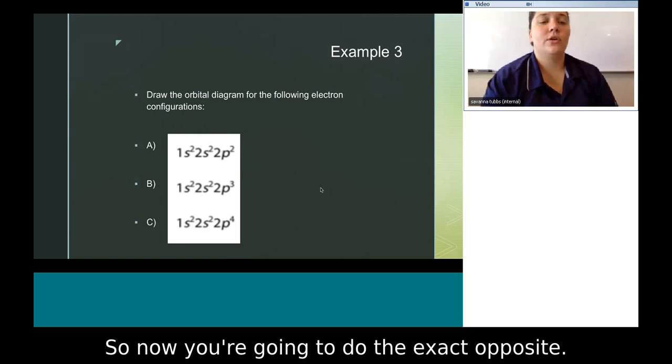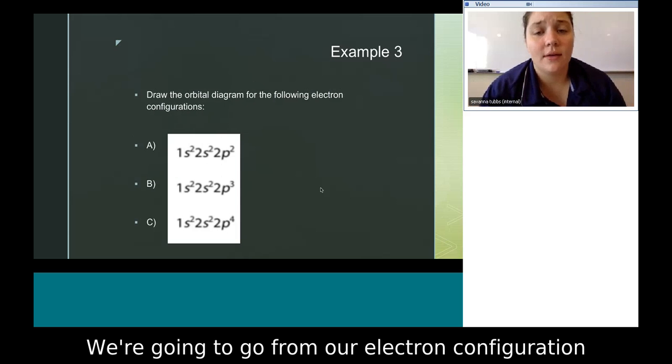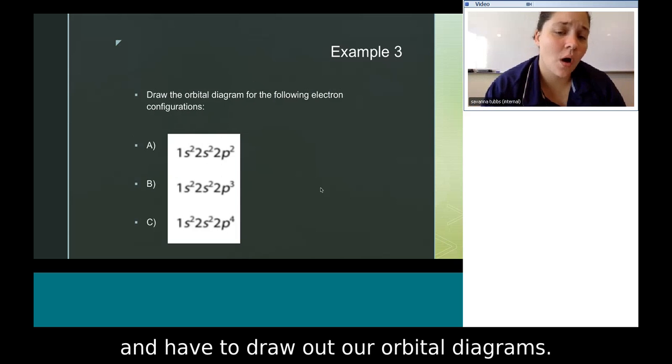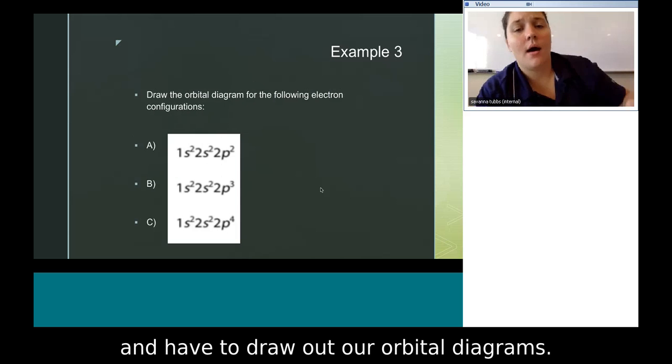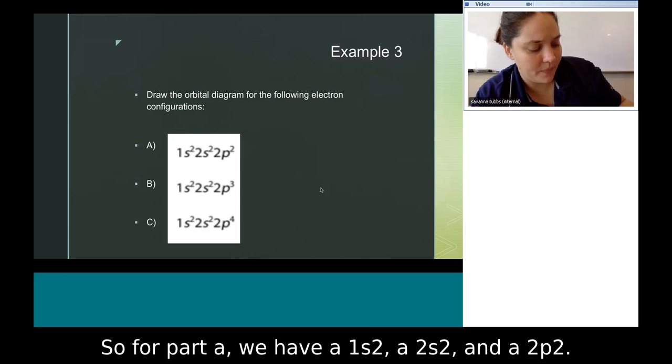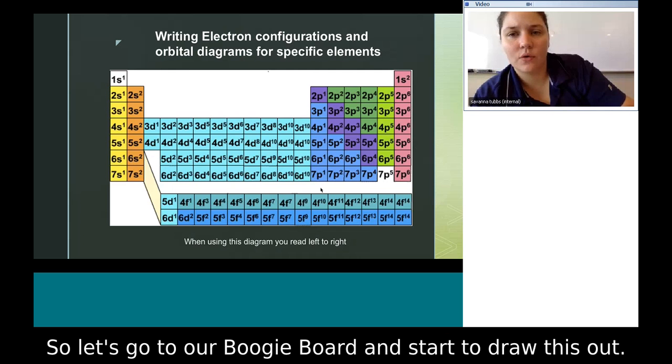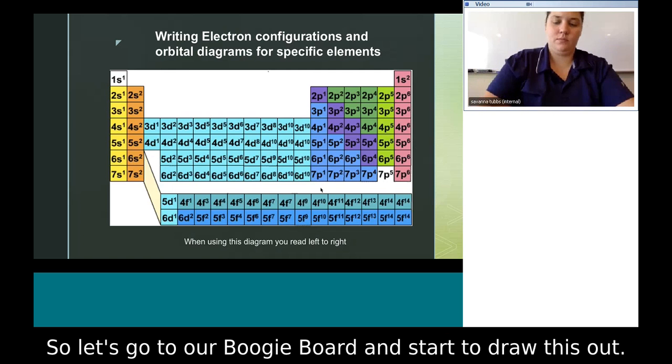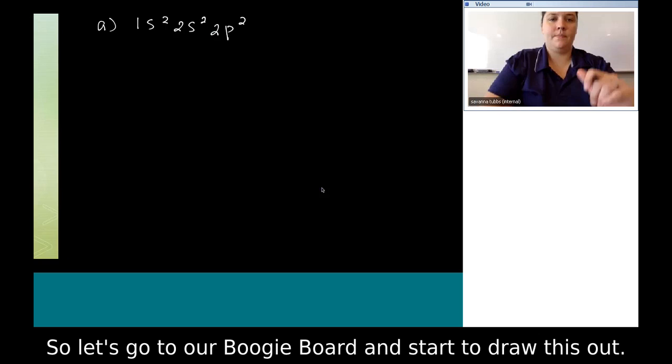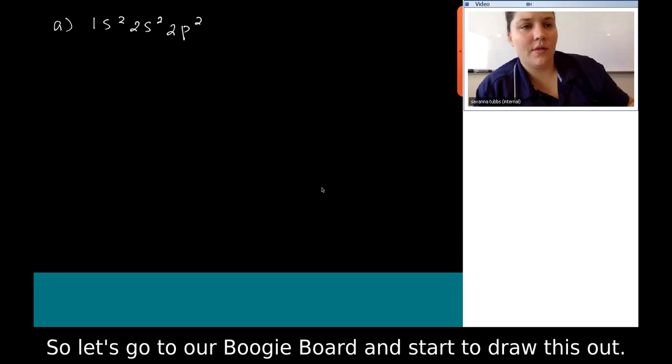So now we're going to do the exact opposite. We're going to go from our electron configuration and have to draw out our orbital diagrams. So for part A, we have a 1s2, a 2s2, and a 2p2. So let's go to our boogie board and start to draw this out.